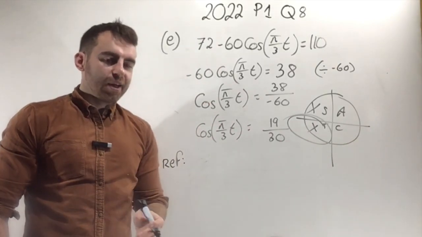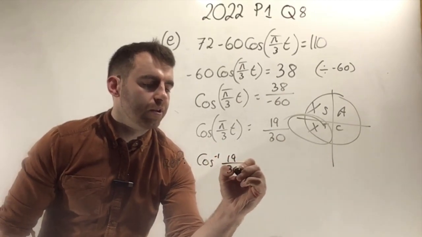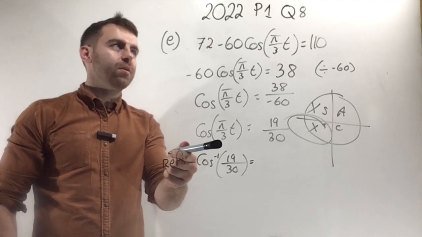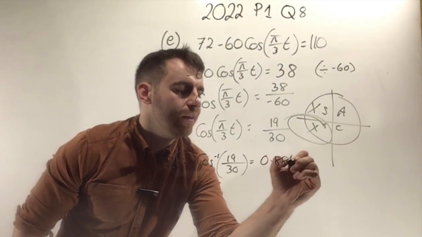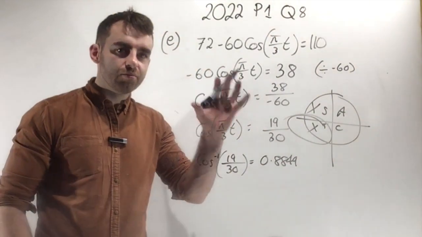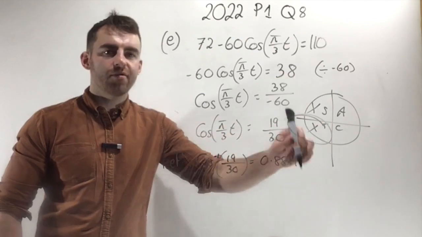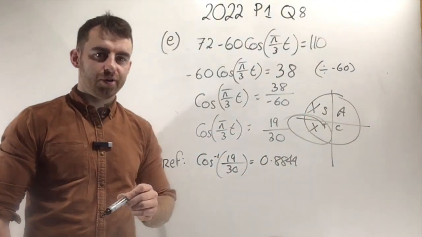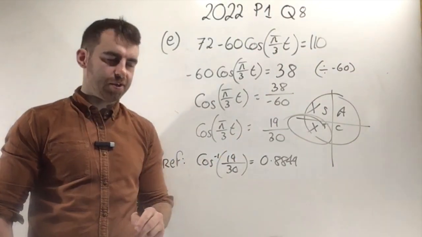So to get your reference angle here, you simply plug into your calculator cos inverse of 19 over 30. That will give you your reference angle. And remember, your calculator needs to be in radians. If you plug this into your calculator, you get 0.8849. This is your reference angle in radians, and this would allow me to get angles in whatever quadrants I want. Obviously, I want the value in the third quadrant, because that's the second solution to this question.